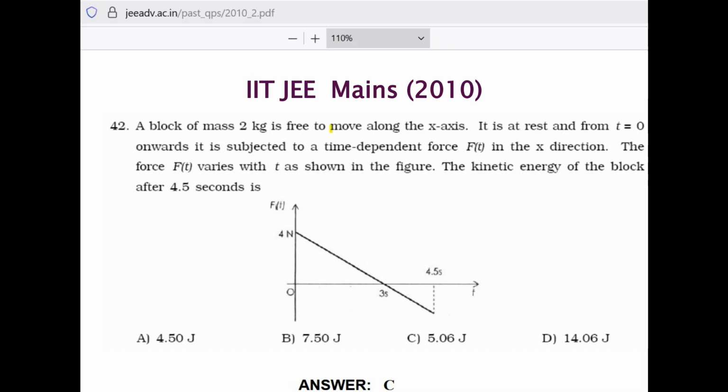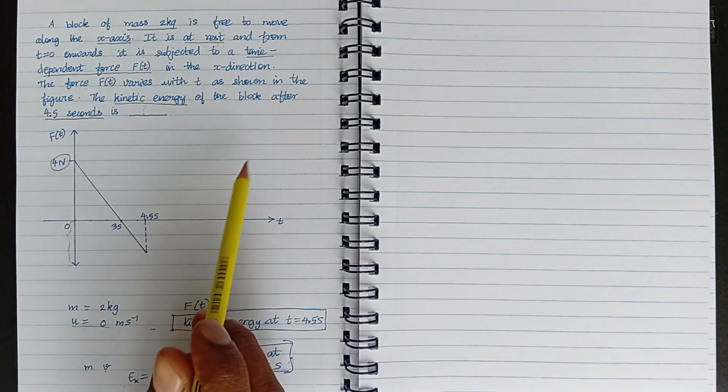We have a block of mass 2 kg that is free to move along the x-axis. It is at rest, and from t equal to 0 onwards it is subjected to a time dependent force F of t in the x direction. The force F of t varies with time as shown in the figure. So this figure is provided as part of the problem. The kinetic energy of the block after 4.5 seconds is what?